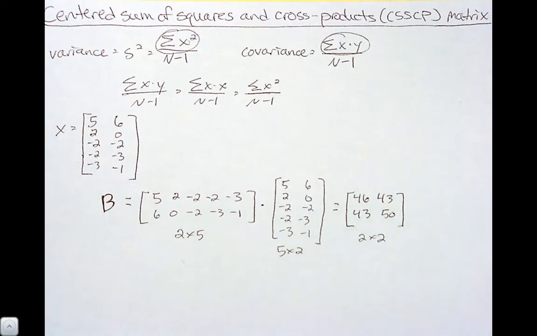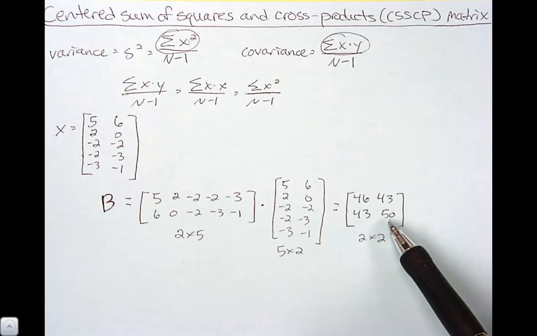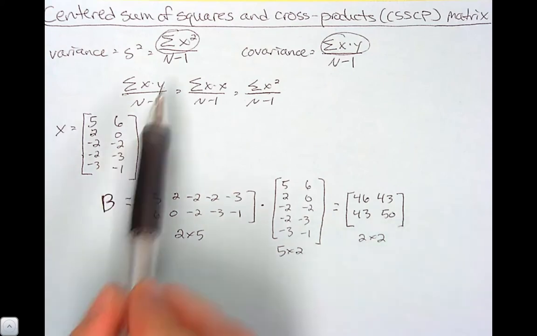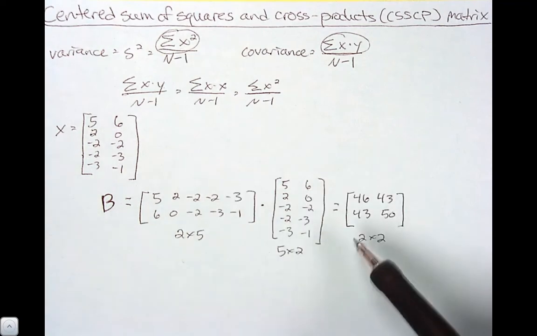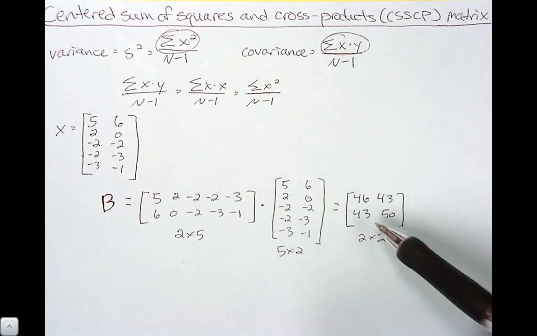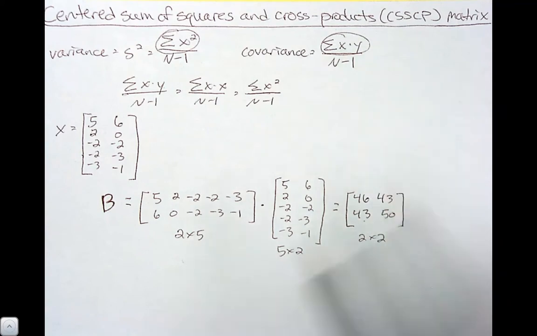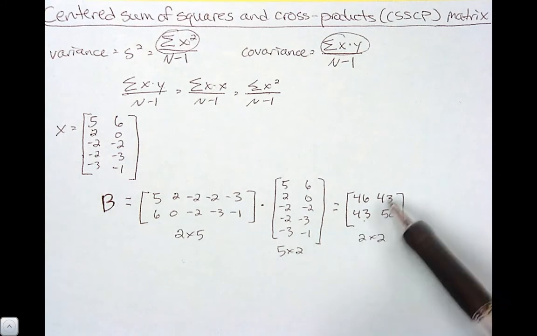And once again, we get the sums of squares for the 2 variables in the diagonals, so 46 and 50, which the sums of squares, once again, is the numerator in this variance. And in the off diagonals, we get the numerator from the covariance, which is the sums of products, which, once again, since covariance is just the variable with itself, you get the same number, 43.